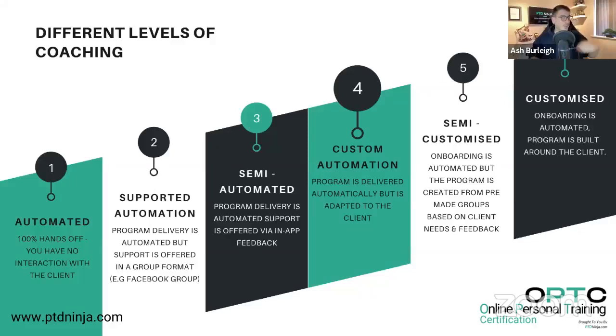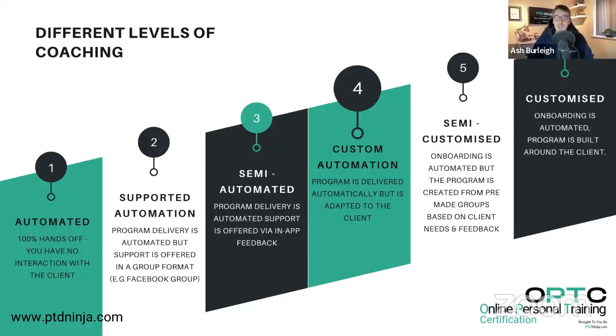Now, with that, you could still have them download a PDF to do it. But again, there are much better ways to do this. It's better to deliver these through PT Distinction and actually have some of these tracking metrics in place. And as we'll see later, you can build automated programs and have them deliver automatically through PTD. Next on here, we have level 3, which is semi-automated. This is where the program delivery is automated and support is offered via in-app feedback.